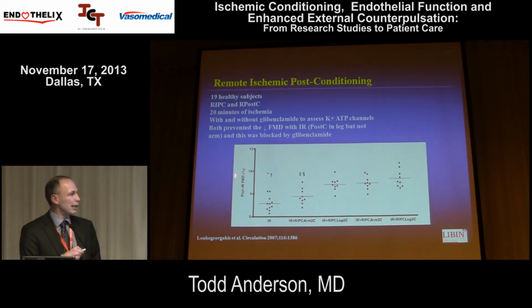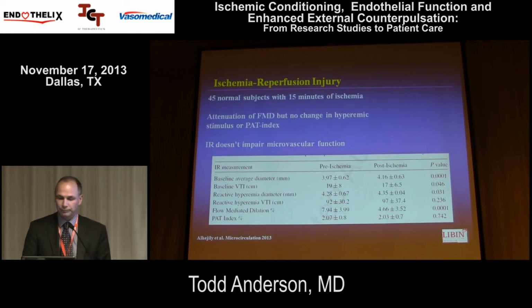Here's the flow-mediated dilatation. You see the decrease here down to about 3 or 4%. If you had 2 cycles on the arm, not statistically better. If you had 2 cycles on the leg or 3 cycles on the arm or the leg, you could attenuate that decrease in endothelial function. So it seems that the volume of ischemic tissue is important, and then they could block this completely by giving glibenclamide or glyburide, which is a potassium ATPase channel, getting somewhat at mechanisms.